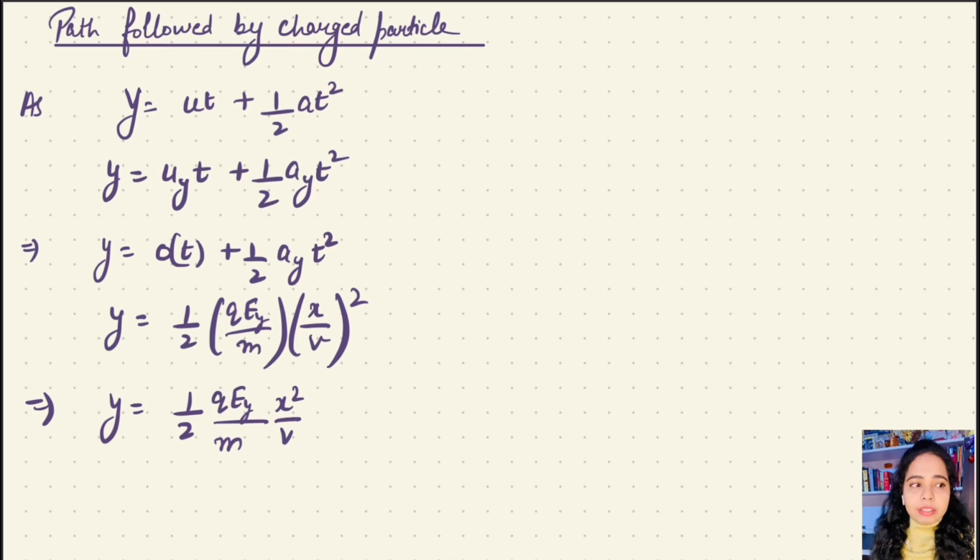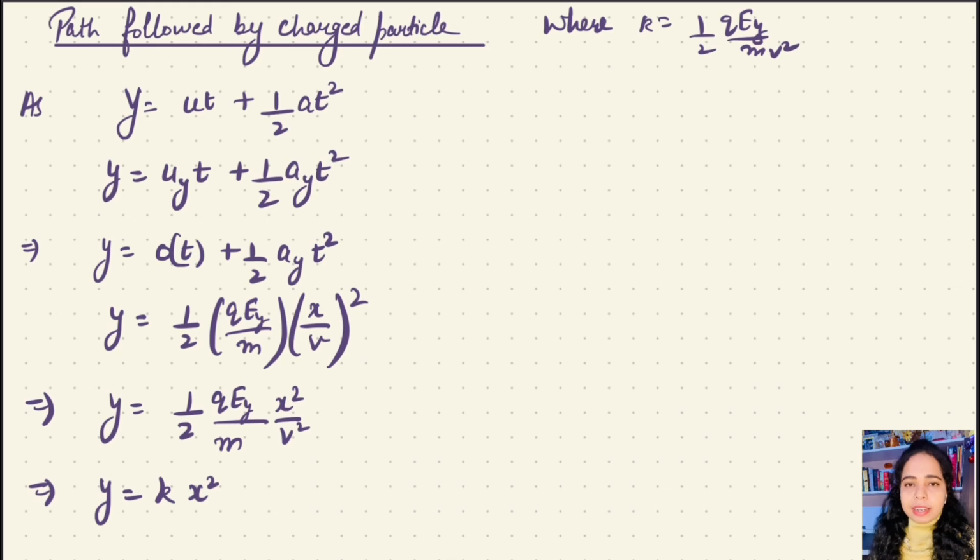Therefore we have y is equal to 1 by 2 qE upon m x square upon v square. Now in this equation q, E, m and v square are all constants, therefore we can write it as y is equal to kx square, where k is the constant, that is 1 by 2 qE upon mv square. So these are the constants, therefore we have written y is equal to kx square, that is we can say y is directly proportional to x square.